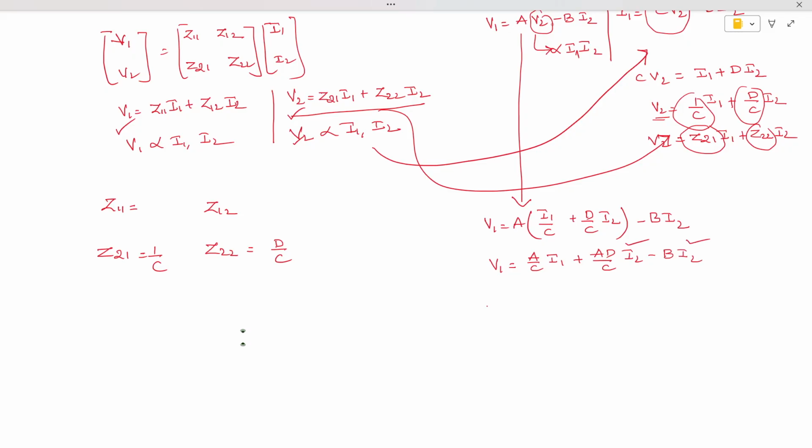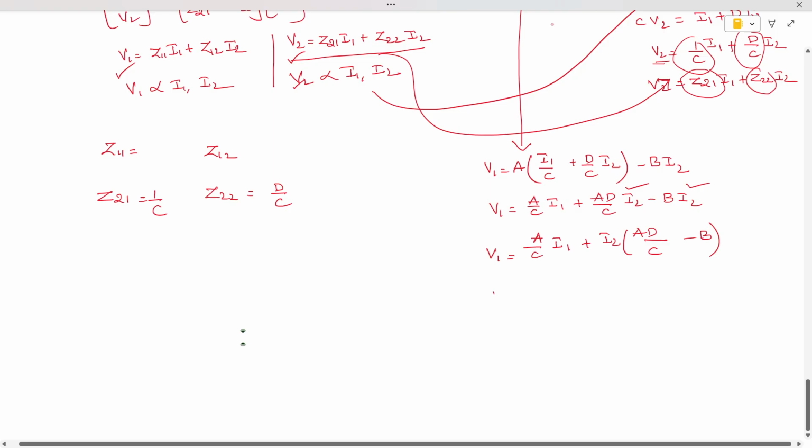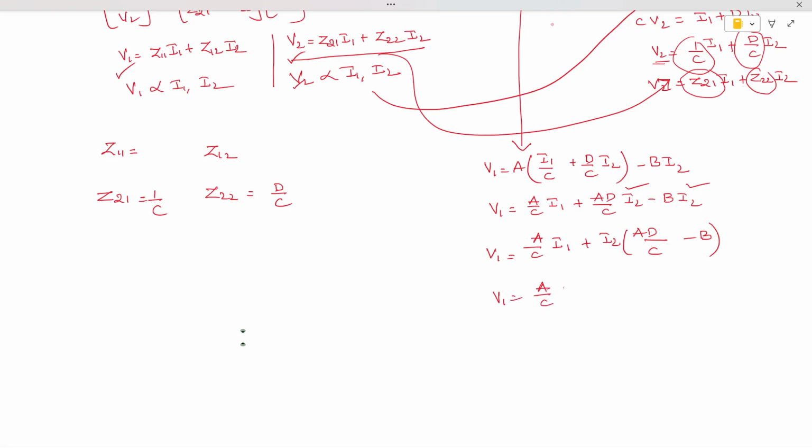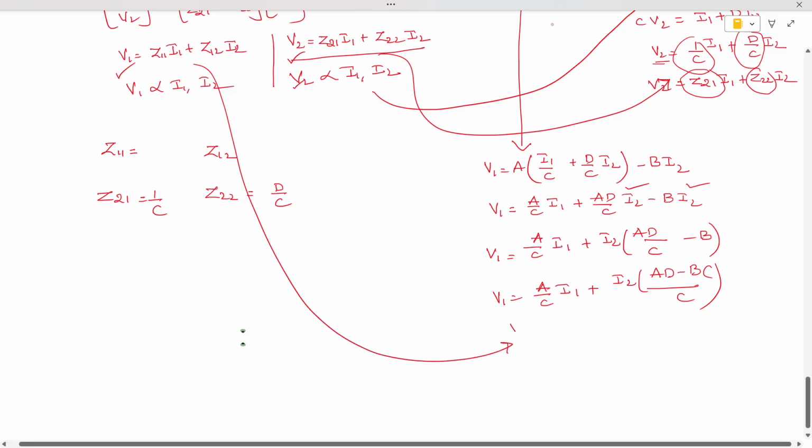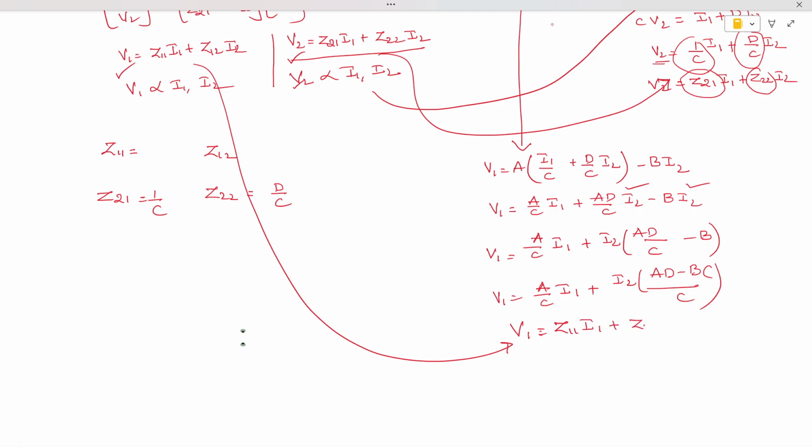Now take I2 as common. Therefore we are going to get the standard format: A by C into I1, and taking I2 as common, AD by C minus B. So V1 is equal to A by C into I1 plus, with I2 taken as common, AD minus BC divided by C. Compare with the standard expression: V1 is equal to Z11 I1 plus Z12 I2.